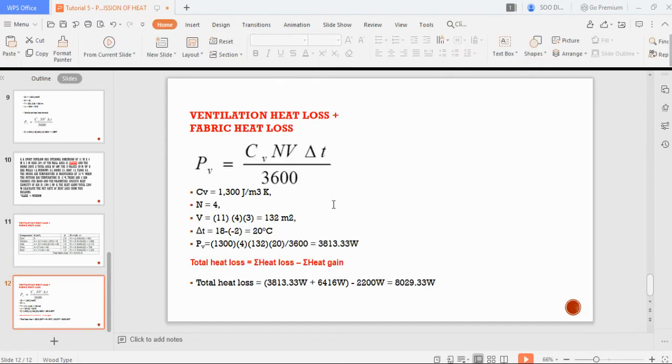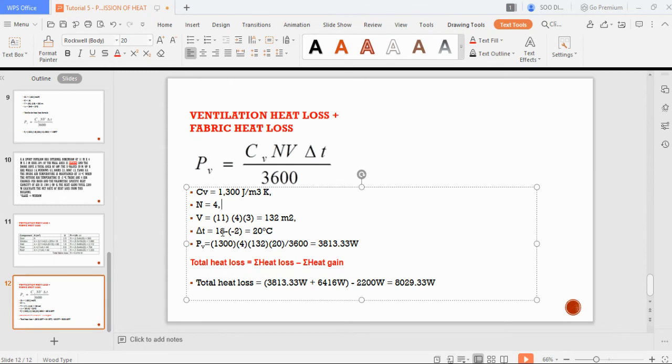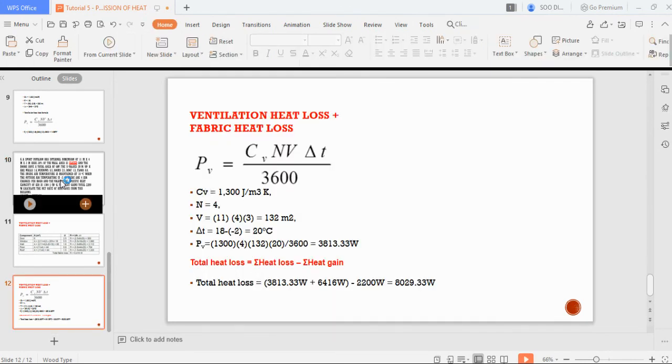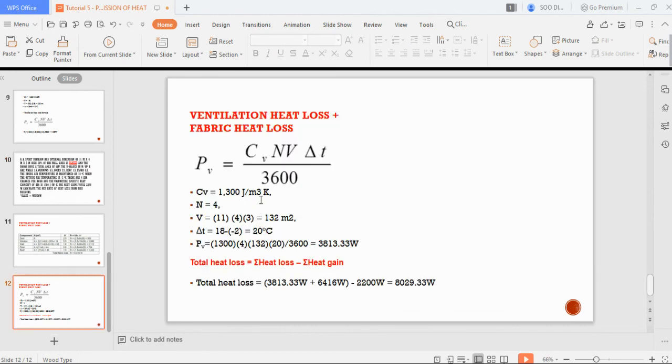And with that, you need to find the ventilation heat loss due to the change of air change. So using this formula, the ventilation heat loss formula, and with all the information provided, here it shows the temperature, and then the volume, number of air change, which is 4. You can obtain from the question itself, 4 air change per hour, and the specific heat capacity is 1300. So you got all the value to get your ventilation heat loss, which is 3813.